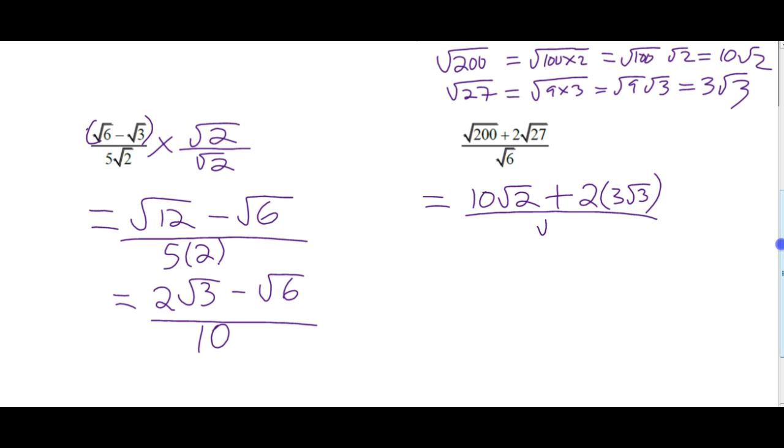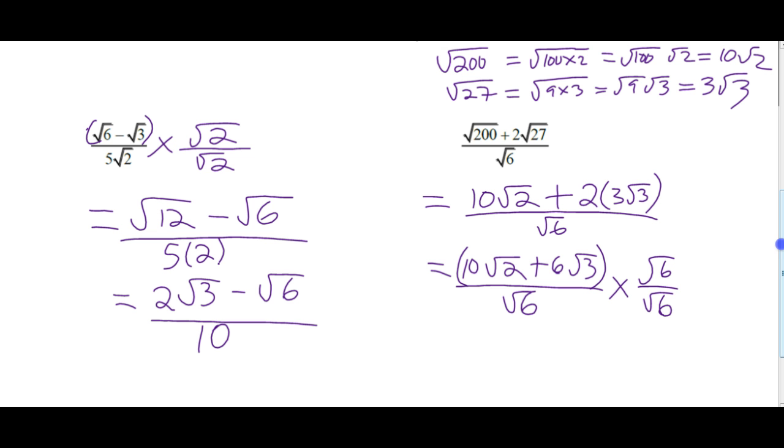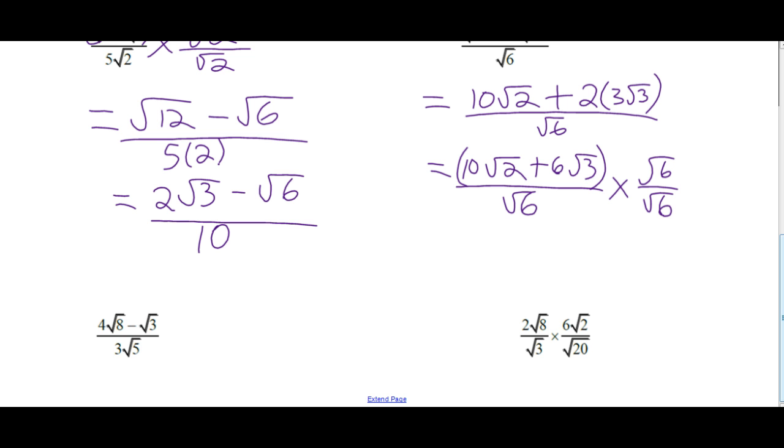And then you go over root 6. And you say there's nothing that will cancel, but I now have this simplified. Right? Because ultimately I have to simplify. Whether I get root 1200 and take that down, or I get this. So now we can multiply by root 6 over root 6. What's 10 root 2 times root 6? 10 root 12. What's 6 root 3 times root 6? 6 root.